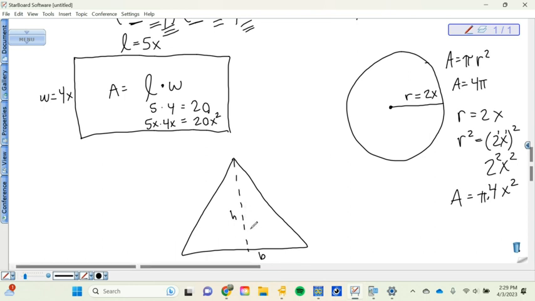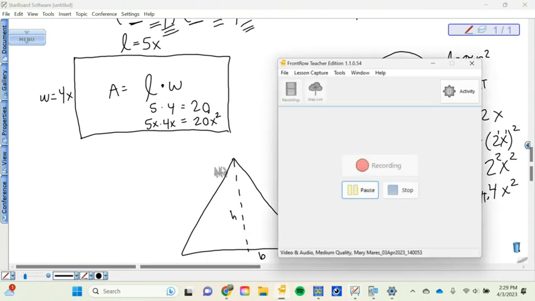Anybody know how to find the area of a triangle? We do base times height divided by 2. All right?